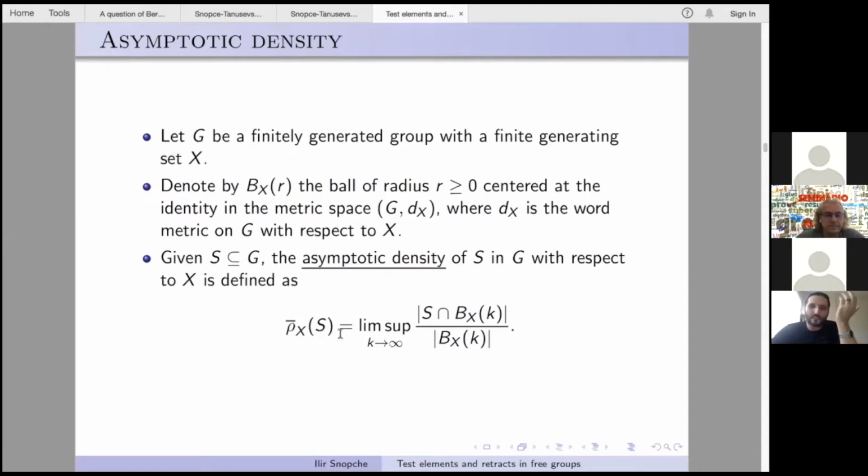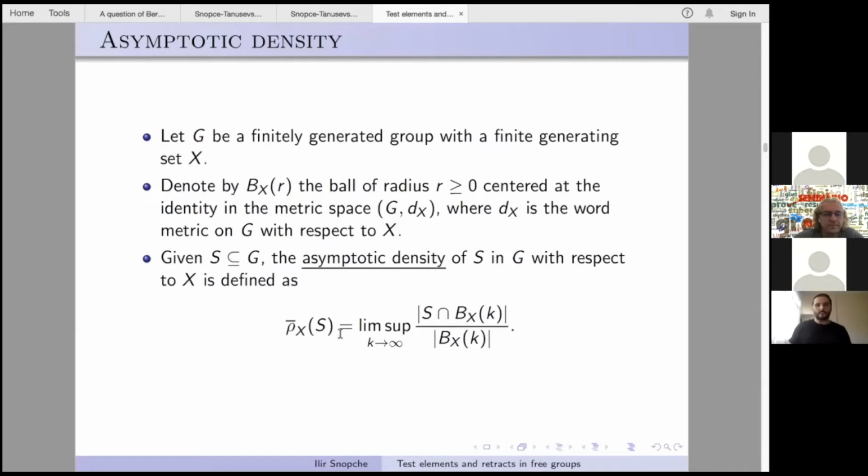And now, for example, if you look at the set of all proper powers in a free group, it was proved by Olshanskii and Arzhantseva that this set is negligible. So it has asymptotic density 0. Or if you look at the set of all primitive elements, this also has asymptotic density 0. And of course, the complements of these sets have asymptotic density 1.